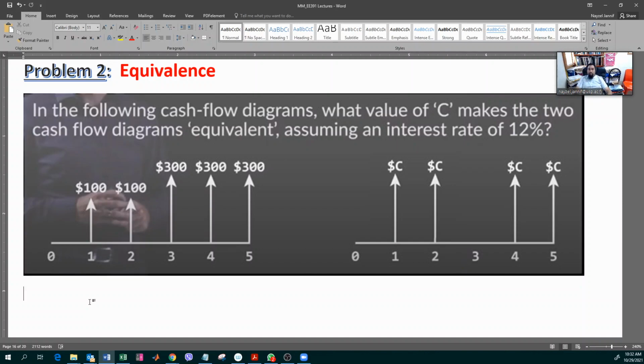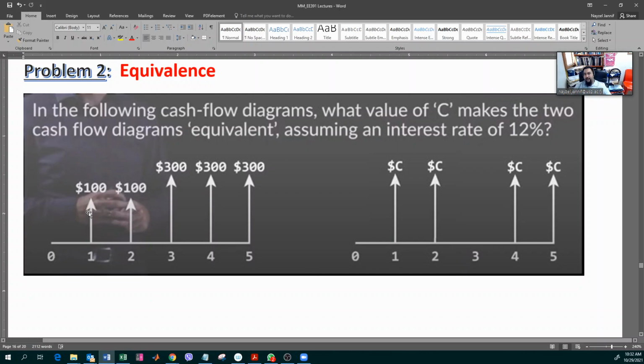Okay, right. Let's have a look at this new concept called equivalence. Now, in the following cash flow diagrams, what is the value of C that makes the two cash flow diagrams equivalent, assuming an interest rate of 12%? All right. This is a heavy duty problem. This is an exam level question because you've got to really think about what's happening over here.